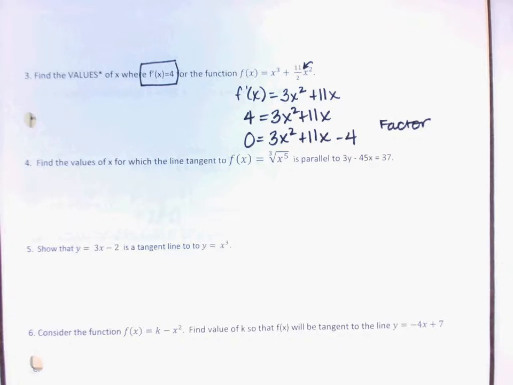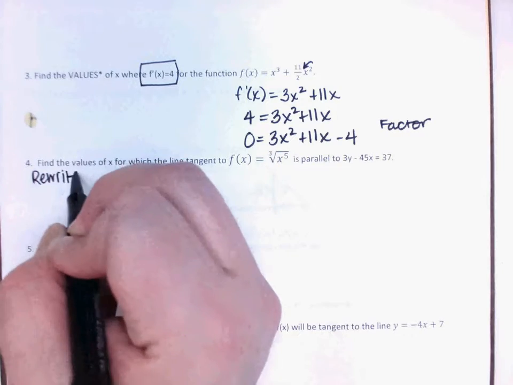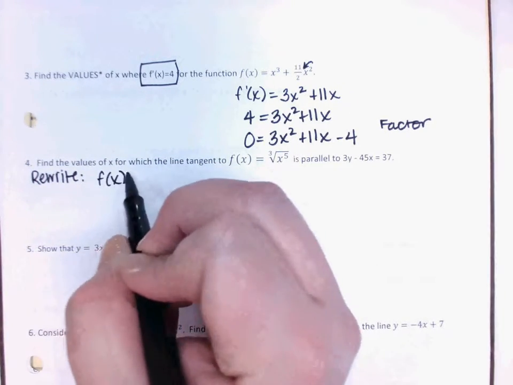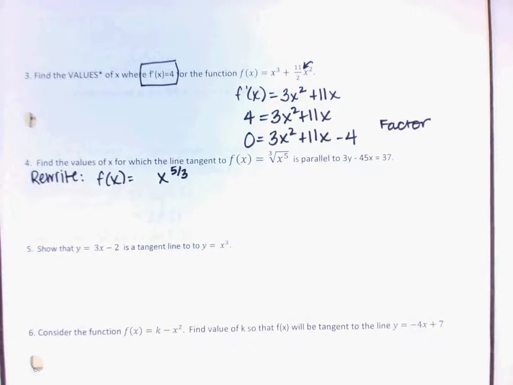Okay, number 4, right below it. What are you going to have to do to take the derivative of cubic root x to the 5th? Rewrite it. Rewrite, very good. How will you rewrite cubic root x to the 5th? X to the 5/3. Okay, take the derivative, don't say it out loud.